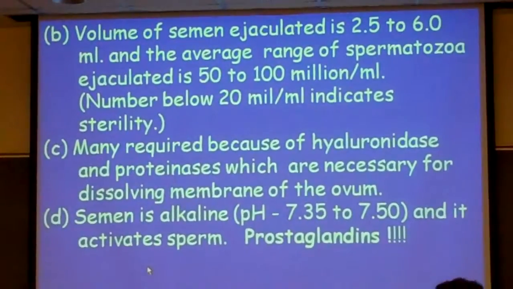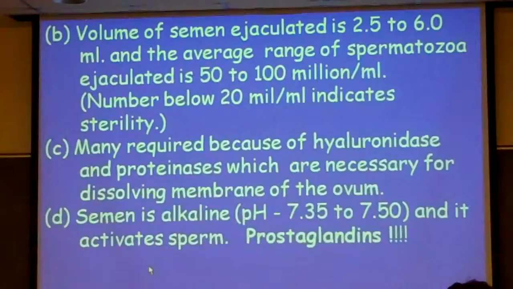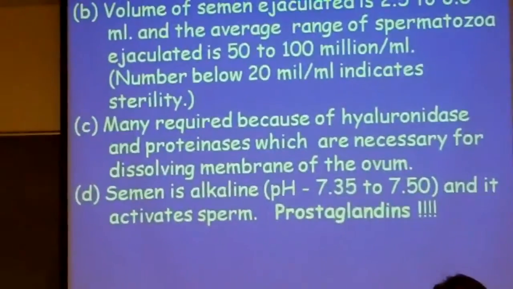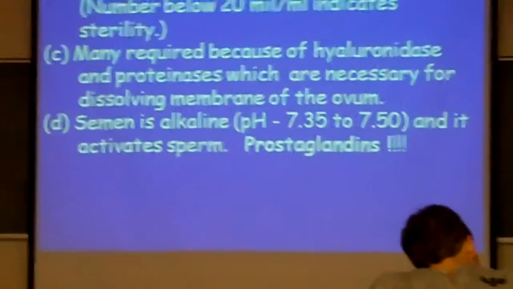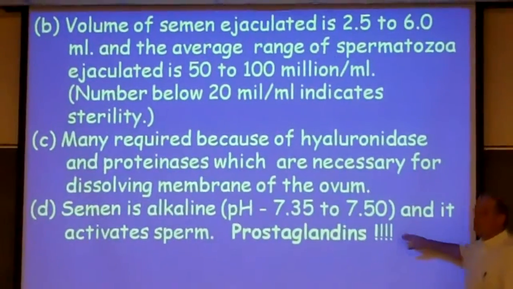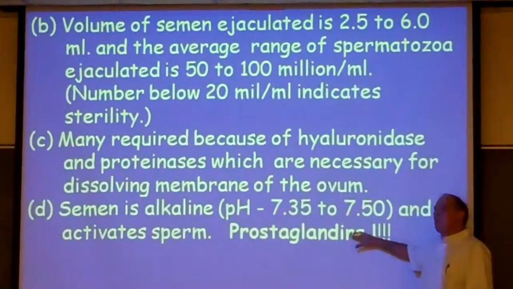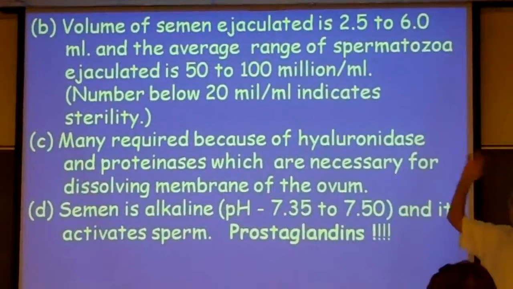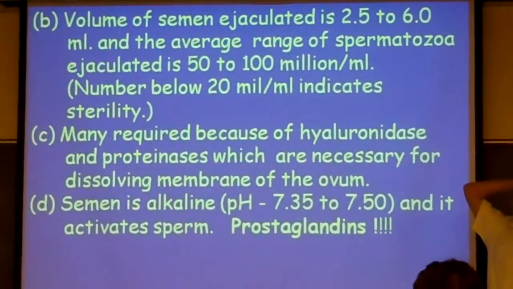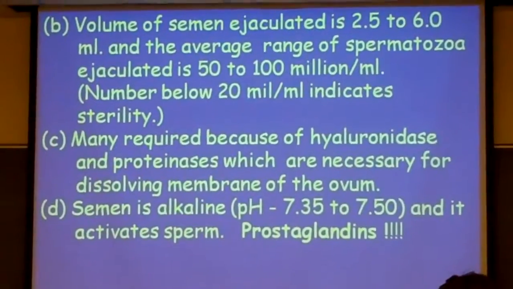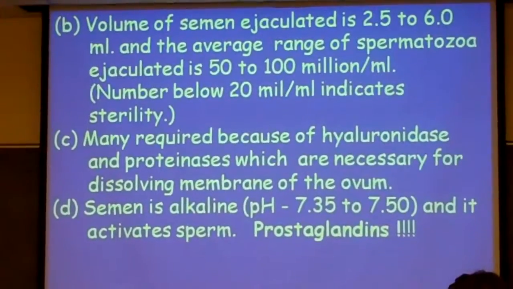Semen has an alkaline pH, about 7.35 to 7.50, and of course it activates the spermatozoa. The main thing that activates the spermatozoa is going to be these prostaglandins, hormone-like chemicals produced primarily by the prostate gland. So that's going to be a key issue right in through there, a key thing. All right, so there we have that part right here.